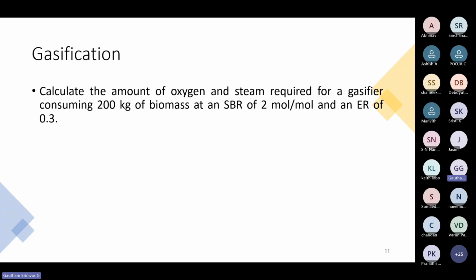So how many kgs of oxygen are required to combust 1 kg of biomass? 1.05 into 32 into 200. How? O2 is 32, so 1.05 into 32 we have to do. What will you get if you do 1.05 into 32? 33.6. What is that parameter that you have calculated? That is kg per kilomole. Kg per kilomole of what? Oxygen.